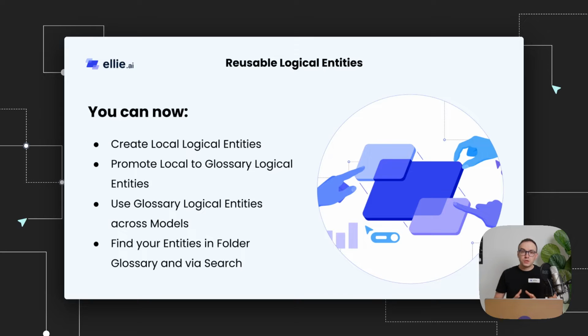With our reusable logical entities release, you can now create logical entities as local entities. You can also promote local entities to your glossary, so add them to the glossary. You can use these glossary entities across multiple models, and if you make any change, it will be automatically propagated to the rest of the models where it's used. And now you can find your glossary entities in different folders, where they belong in the glossaries. You can find them in search and advanced search, and you can use them very similarly to how you could use our conceptual entities already.